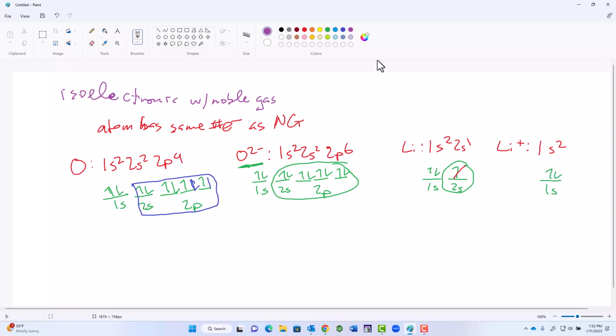So if we look, O2- is isoelectronic with neon, and Li+ is isoelectronic with helium. This is what makes these ions stable. It's because they are isoelectronic with a noble gas.